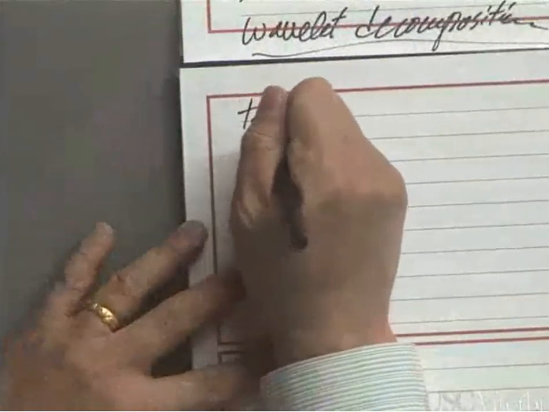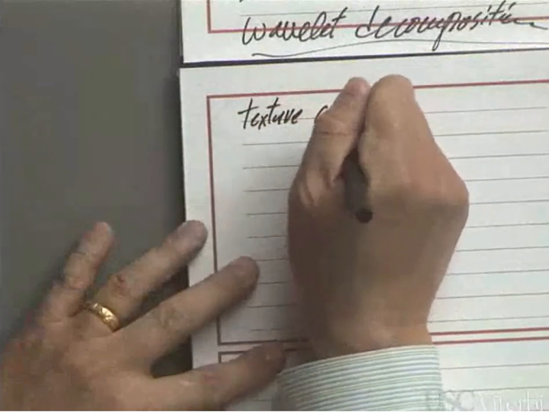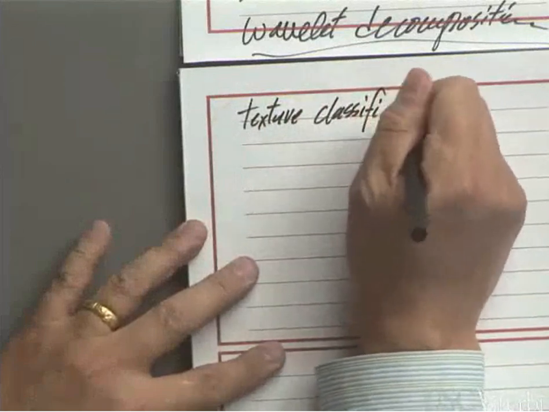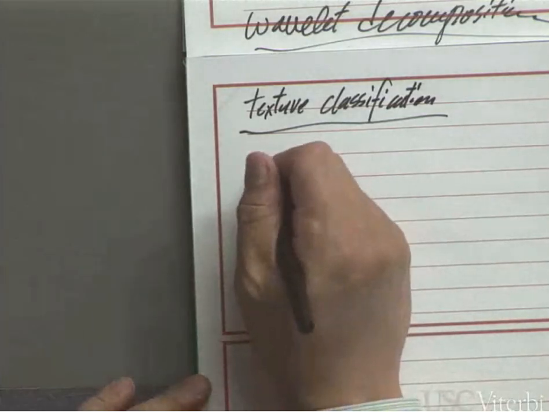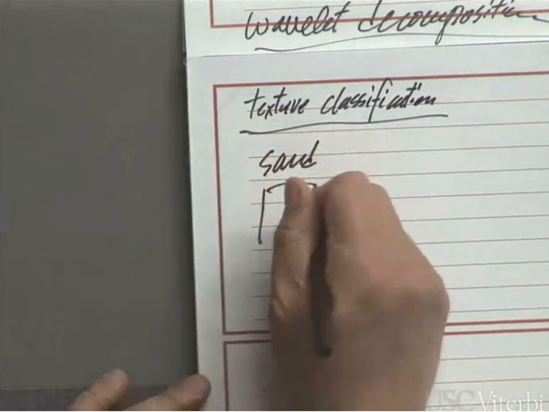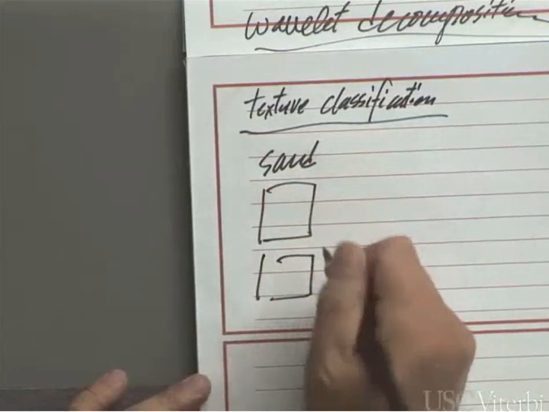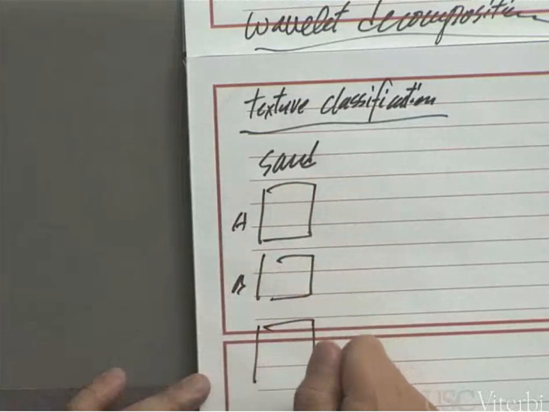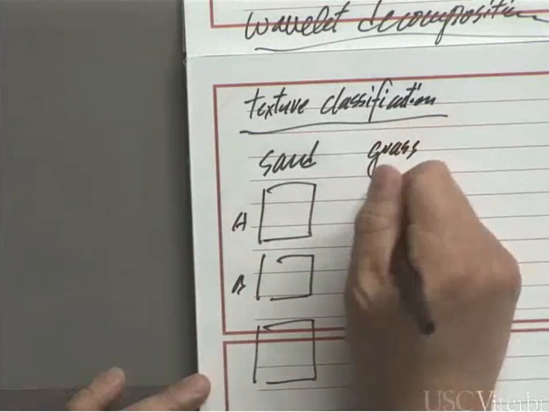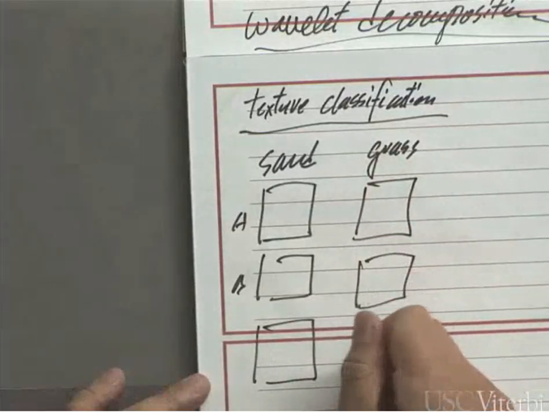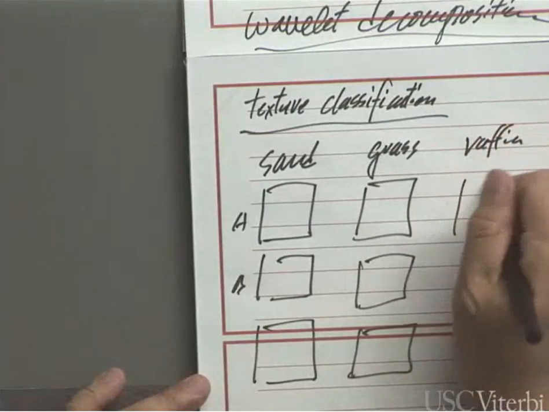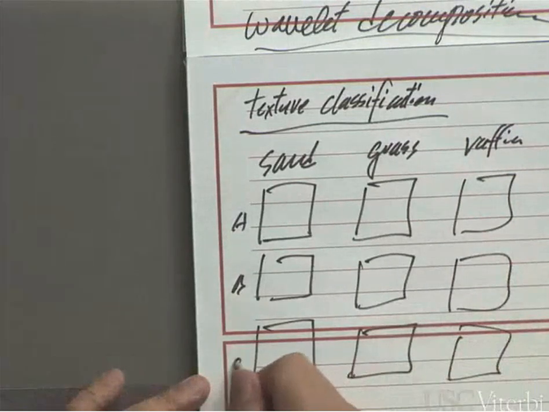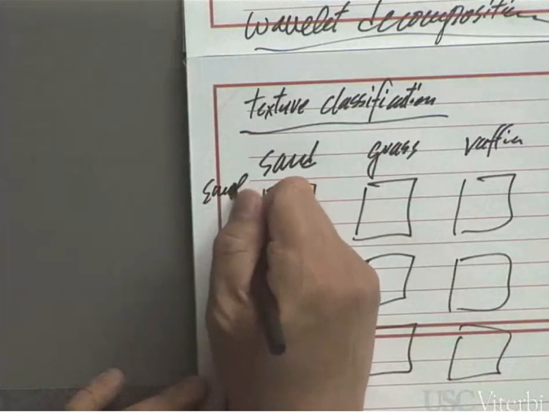So the texture classification problem basically says we have a couple of texture samples. Suppose we have sand, a couple of sand samples: sand A, sand B, and so on. Then we have some grass, for example, and several samples, and we may have some kind of raffia, and so on. These are the samples: sample A, sample B, sample C, and so on.